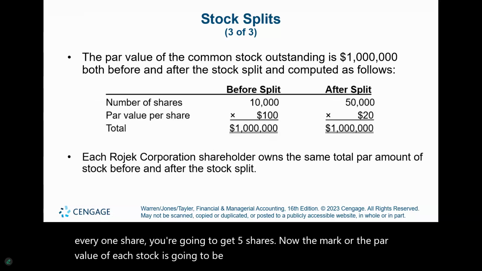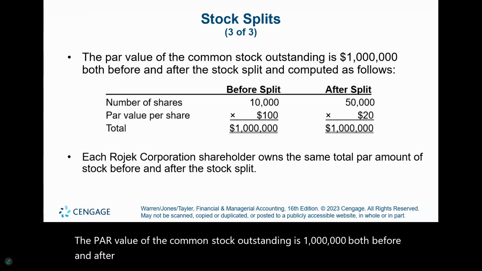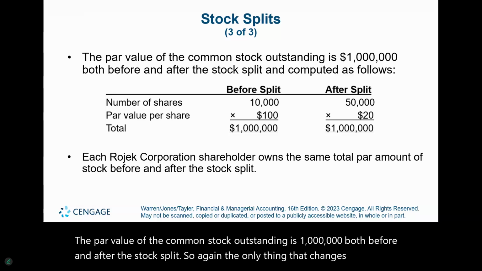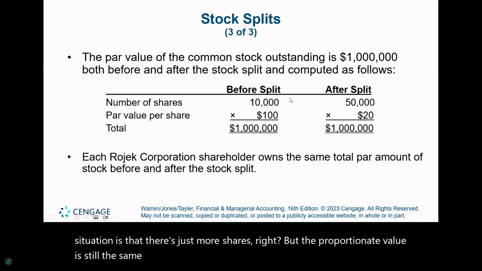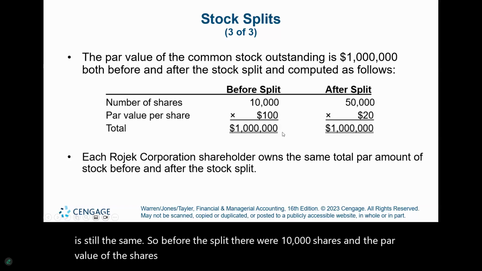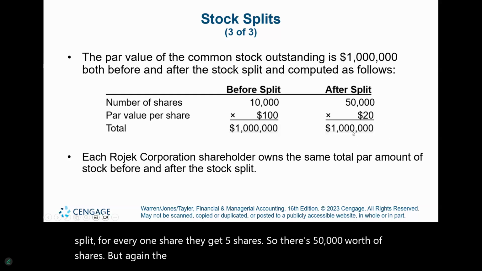The par value of the common stock outstanding is 1 million, both before and after the stock split. So again, the only thing that changes in this situation is that there are just more shares, but the proportionate value is still the same. Before the split, there were 10,000 shares, and the par value of the shares was $100 for a total of 1 million. Now after the split, for every 1 share, they get 5 shares. So there are 50,000 shares, but again, the total value is the same.